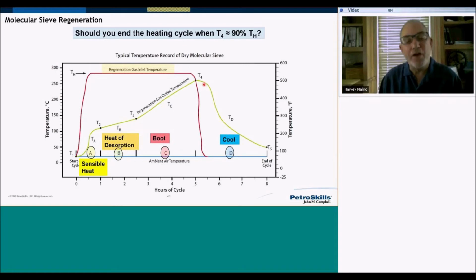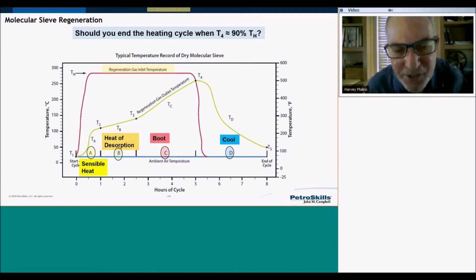On the other hand, if you're regenerating at close to feed pressure, let's say 1,000 PSIA or 7,000 kPa, then you are going to be limited by the rate at which the water can be swept away. The low pressure is called a heating limited situation. The high pressure is called a rate limited situation.